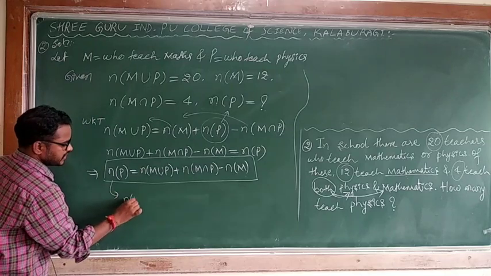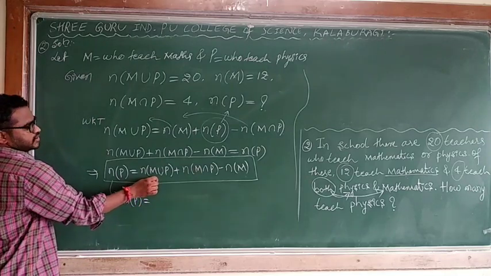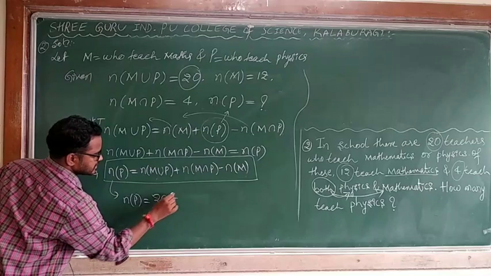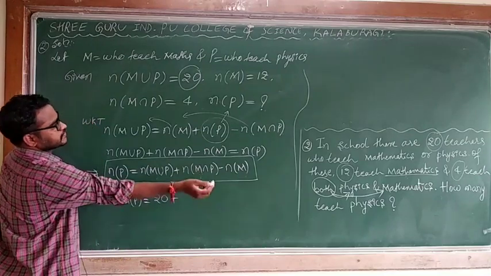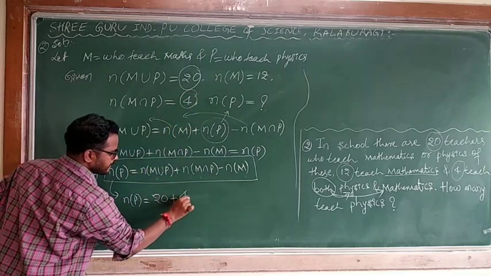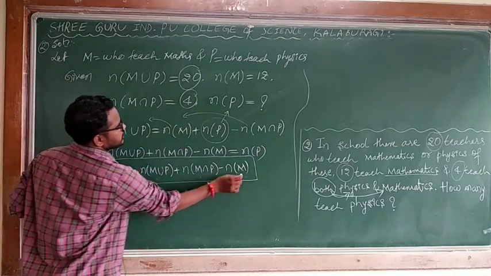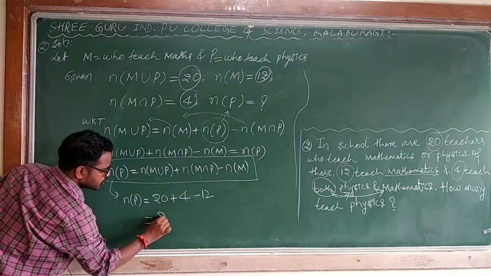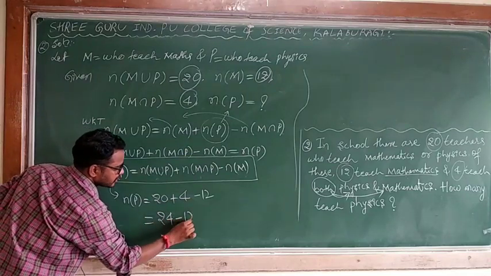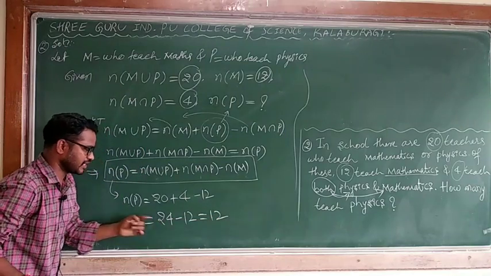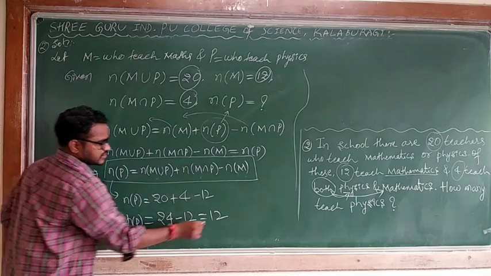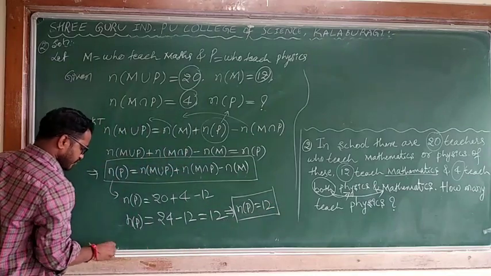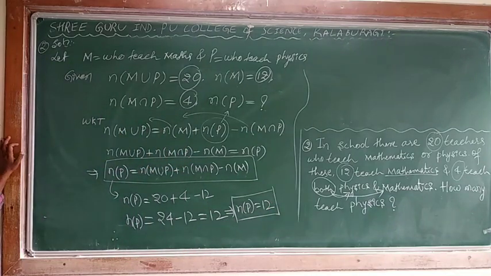So N of P is equal to how many teach maths or physics, that is 20, plus how many teach both, that is 4. Then how many teach maths only? N of M, so minus 12. How much is it? 20 plus 4 is 24, minus 12 is 12. So it implies that N of P is equal to 12. Therefore, in the school 12 teach physics.